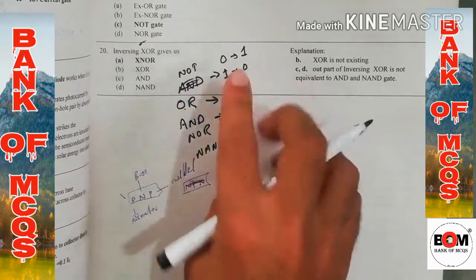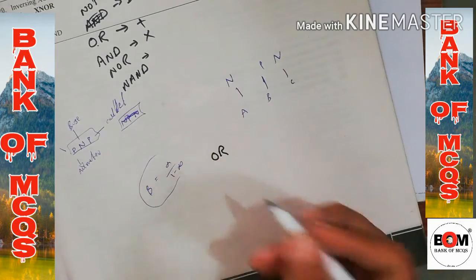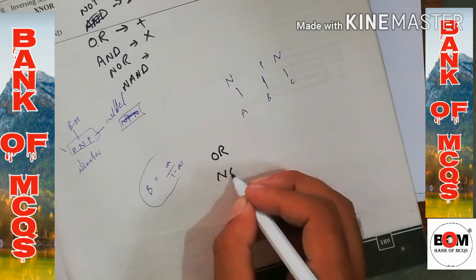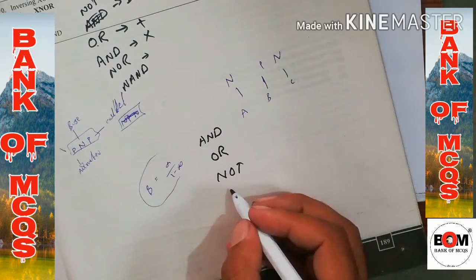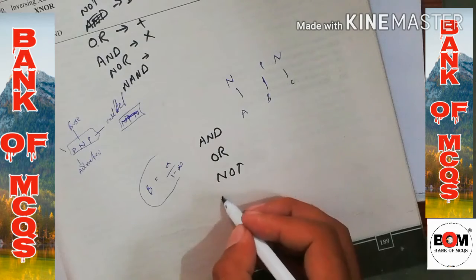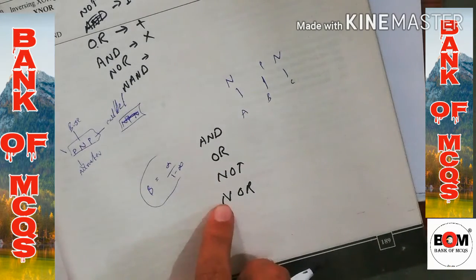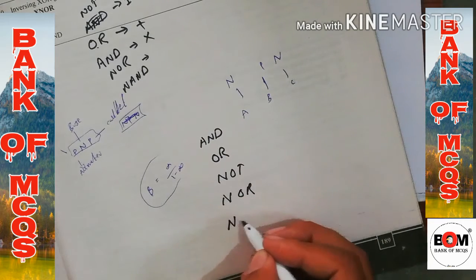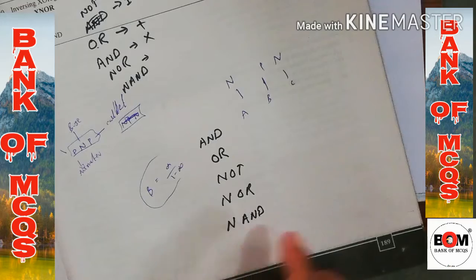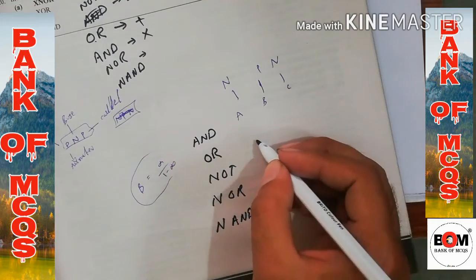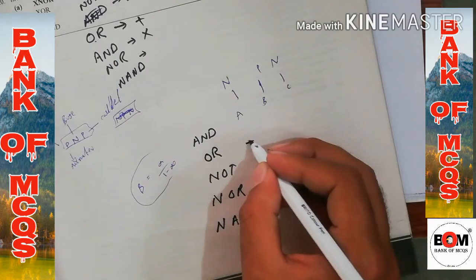NOT gate reverses the input. This is OR gate. So NOR means NOT and OR. So from NOT we will write N and the rest is OR. The next is NAND, NOT and AND gate. So what does OR do? It adds the inputs. OR means we add it.